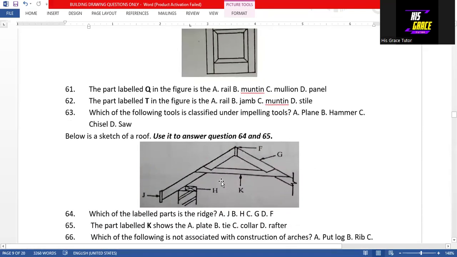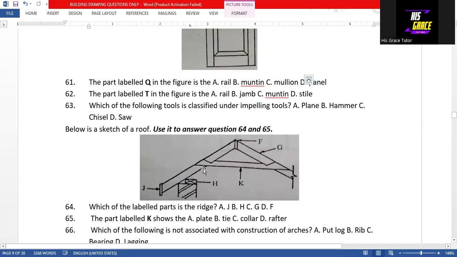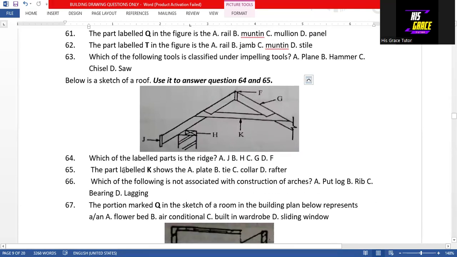Okay. Then we have to make use of this diagram to answer question 64 to 65. Question 64 says that which of the label part is a ridge? So F is the answer to that. That's option D. 65 says that the part label K is a collar. That is option C is the answer to question 65.